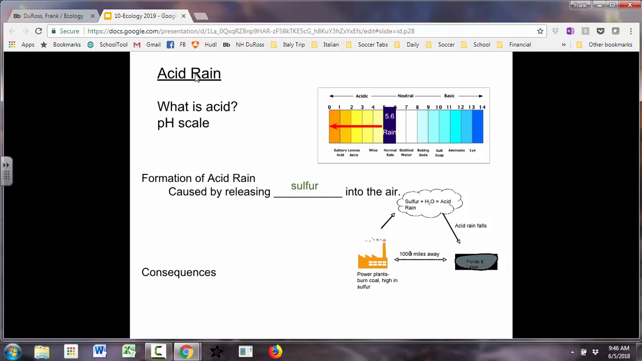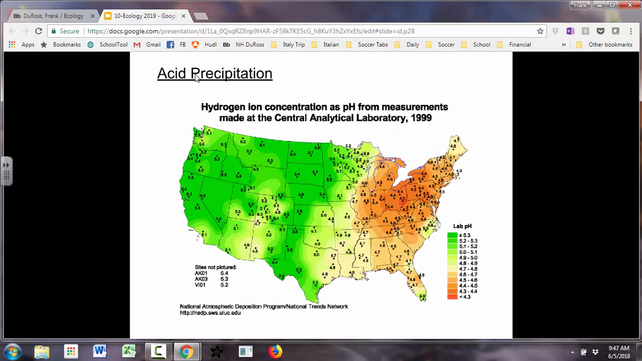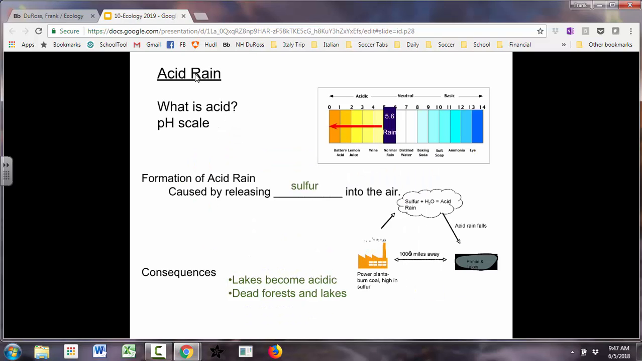Why is it comparing it to wine? This is showing the pH scale. So the pH of lemon juice, an acidic liquid, is between 2 and 3 and so forth. Just giving you an idea. It's not battery acid pH. So the consequences: lakes become acidic, forests die off, lakes die off, and that disrupts the ecosystem.